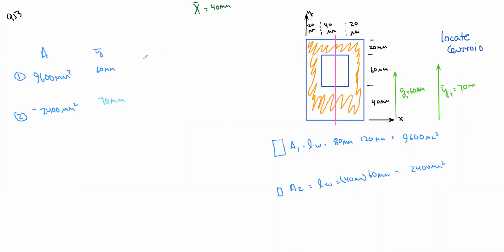All right. Well, as you have figured out, from here it's a multiplication and addition problem. So 9,600 times 60 is 576,000 cubic millimeters. The cubic comes from square millimeters times millimeters. And then negative 168,000 cubic millimeters. Negative because remember we're subtracting this area out, so the area was negative 2,400. Negative times positive is negative.